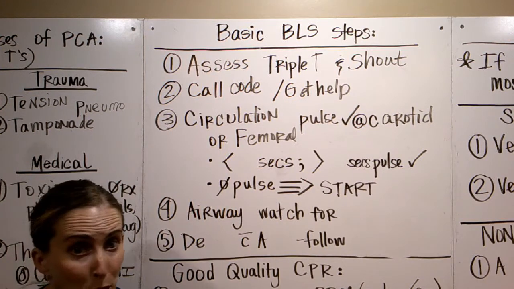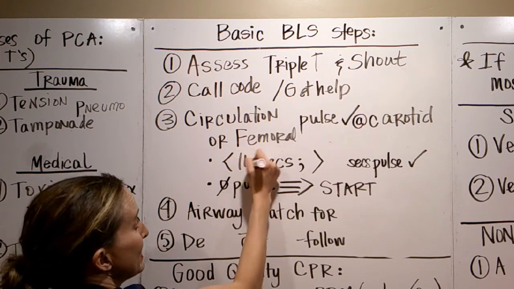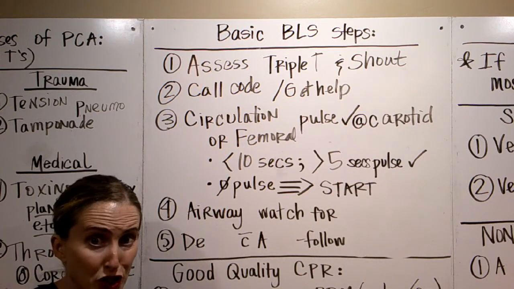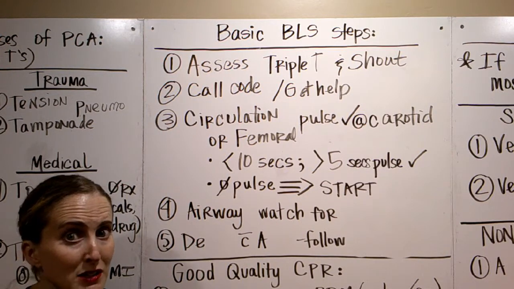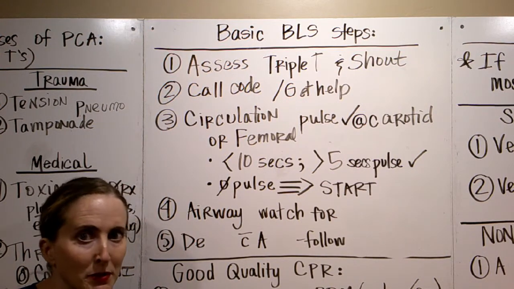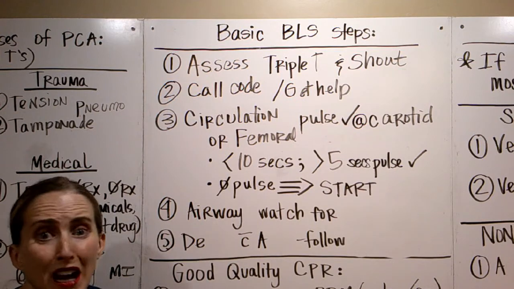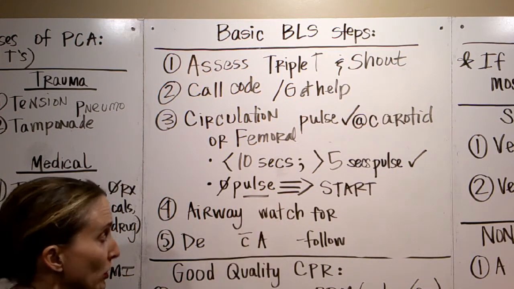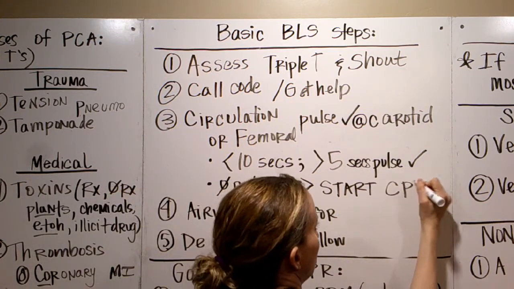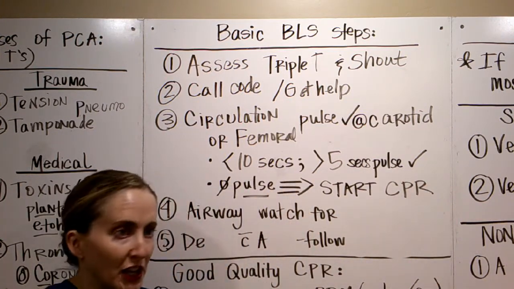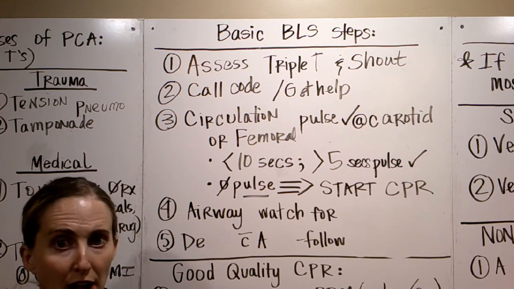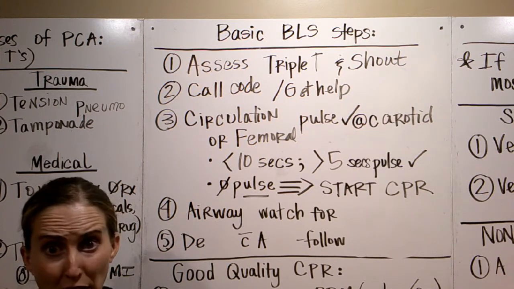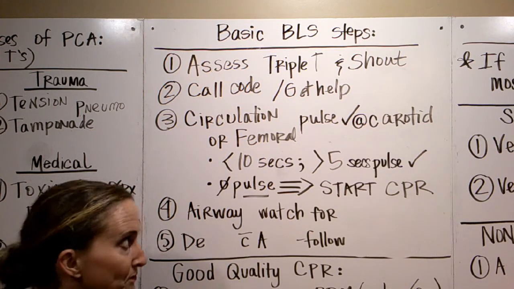Now, how long do we check a pulse? Well, we want to do it less than 10 seconds, but at least 5 seconds. We don't want to spend too long checking for a pulse because we gotta start pumping that heart, right? Okay, so now when there's no pulse, you start CPR. If there is a pulse, then you don't start CPR, obviously, and you do just respirations, right? And so that's where you get your ambu bag and you just breathe for them.